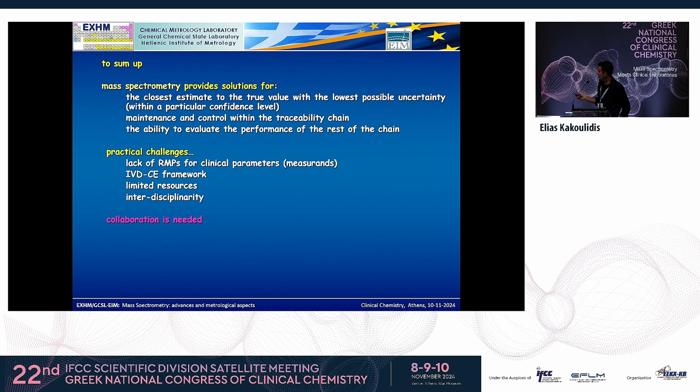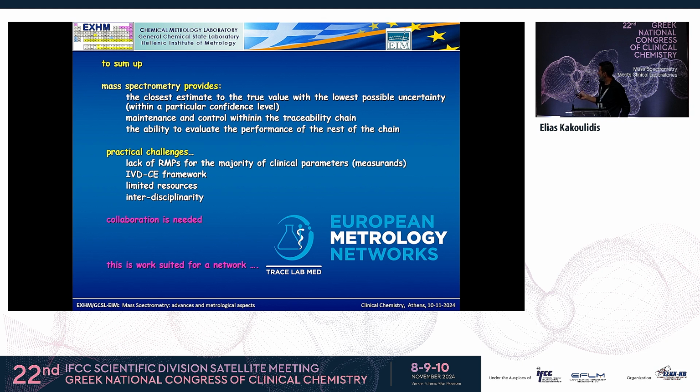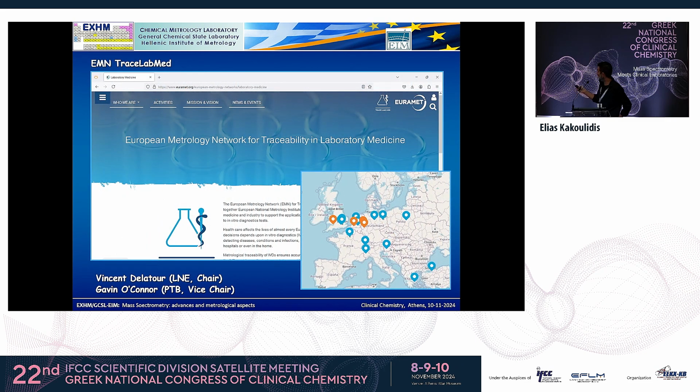And because of all this, there are metrology networks being deployed in the European Union. One of these is in laboratory medicine. We think that through these networks, we can actively support these solutions. Particularly for traceability in laboratory medicine, you can contact Vincent Delatour or Gavin O'Connor, both members of the AFCC, to get more information about how the EMN can help you with your problems with mass spectrometry.